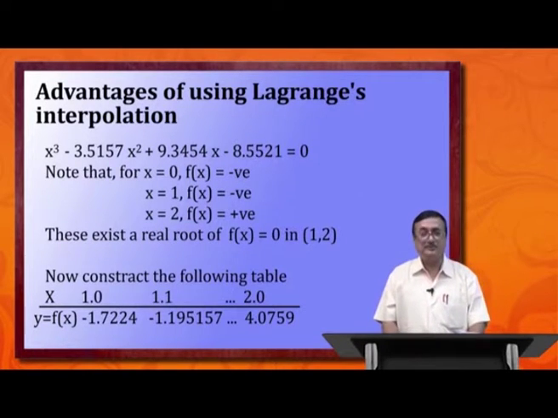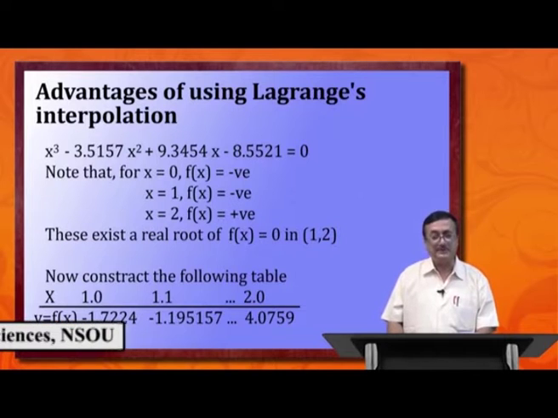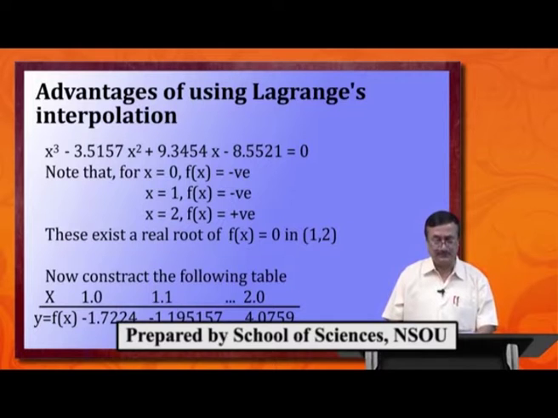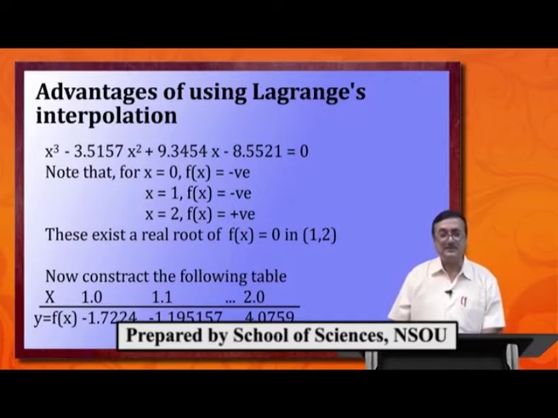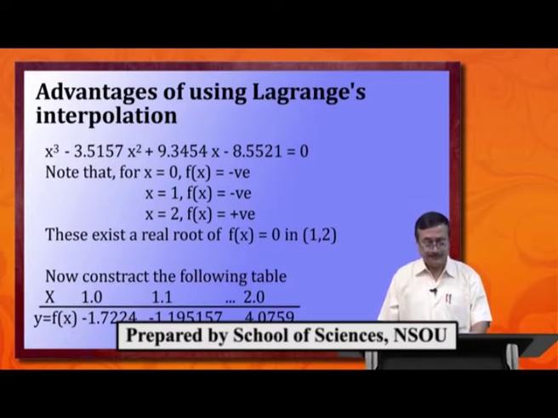After that, we redefine the function. We construct a table like this from x equal to 1 to x equal to 2, taking a number of intermediate points. Corresponding values of y are tabled in the following table. Now, x in this table we may take to be equally spaced, or we may take x not to be equally spaced, because we will use the inverse interpolation formula due to Lagrange.